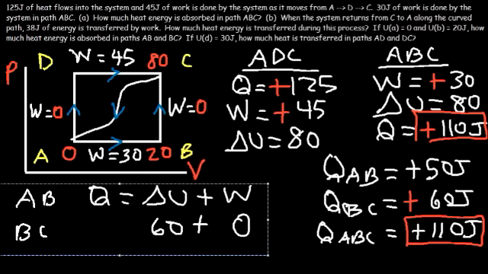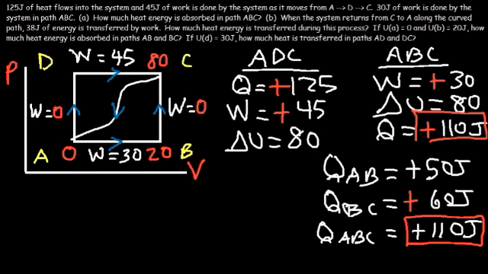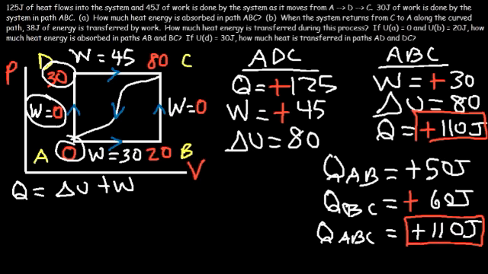Now what about the last part of the problem? If UD is equal to 30, how much heat is transferred in paths AD and DC? So let's put 30 here. Now let's focus on AD. So Q is delta U plus W. So if we add 0 plus the change, which is 30, we can see that QAD is equal to positive 30.